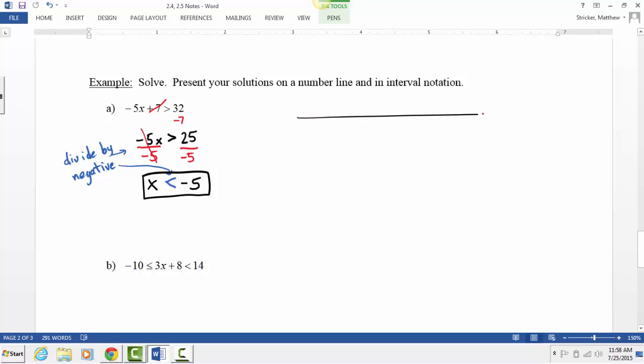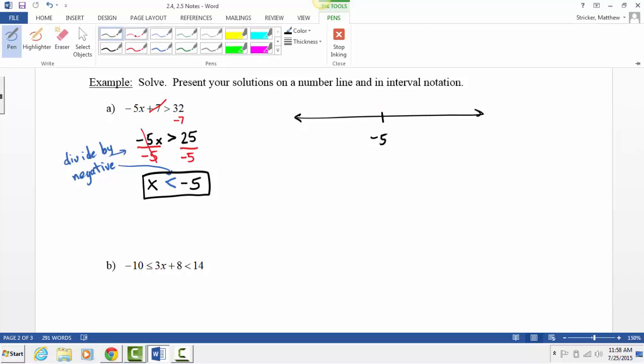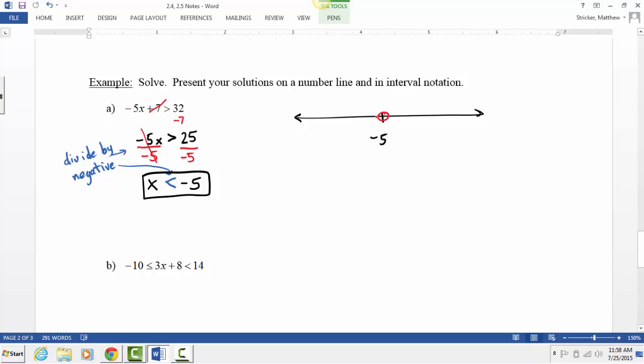Okay, if I draw that on the number line, negative 5, less than, that's an open circle. And I'm going to shade to the left. So this is approaching negative infinity over here. So when I go to write interval notation, left to right, that's going to be negative infinity to negative 5, parenthesis on the negative infinity, and because that's an open circle, parenthesis.